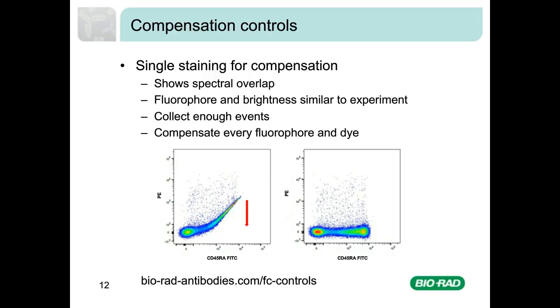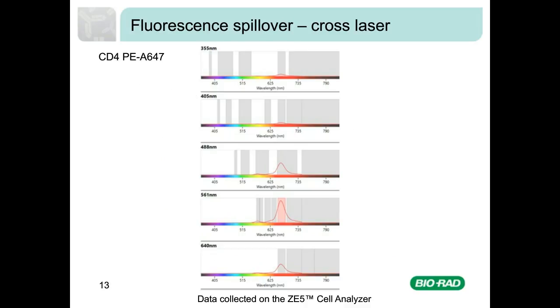The reason for checking all the other channels for fluorescence, including those from other lasers, and applying compensation with single stain controls is shown in this rather busy slide. Human peripheral blood was stained with CD4 PE ElectroFluor 647, and using the ZE5 SpectraViewer, we can predict the potential fluorescence from spillover from the 561 nanometer laser and from other lasers due to cross-laser excitation.